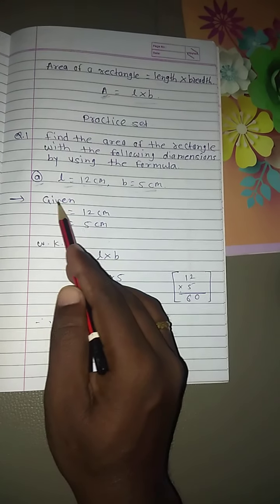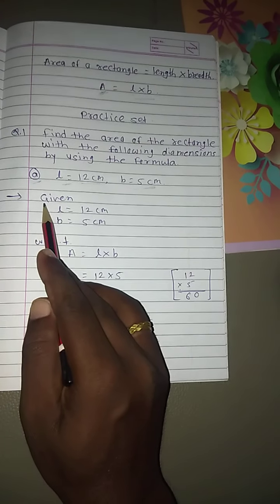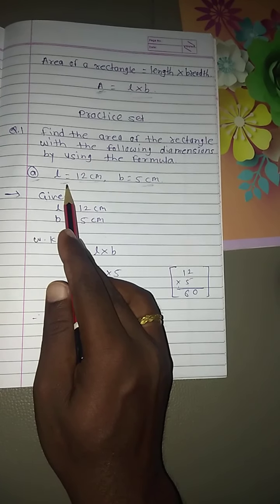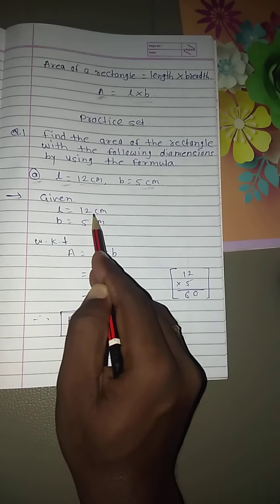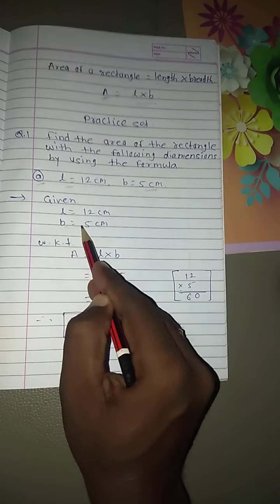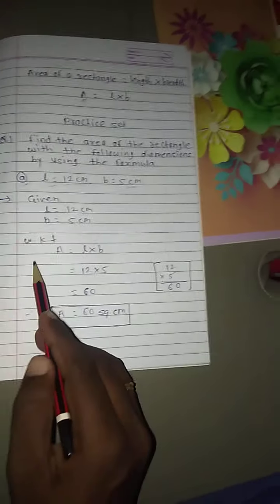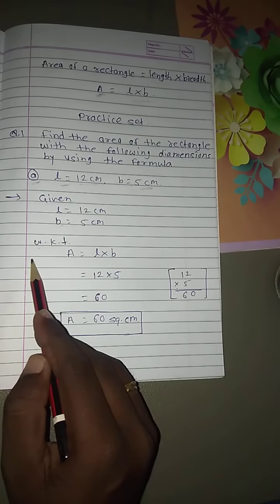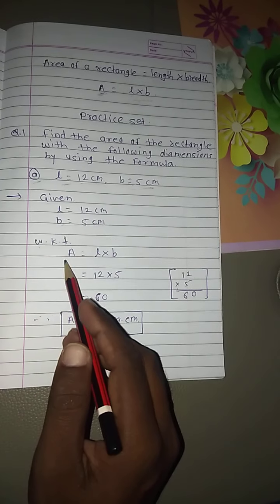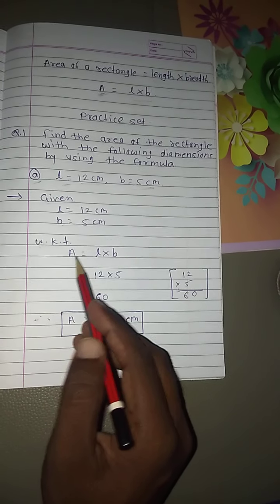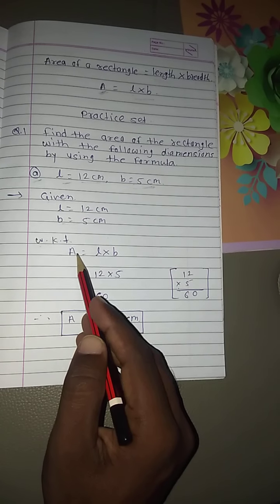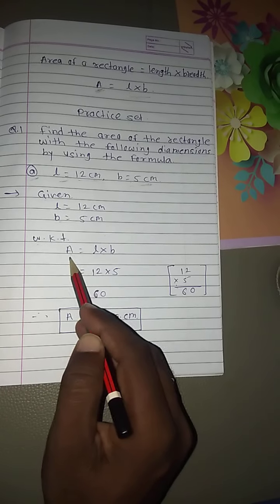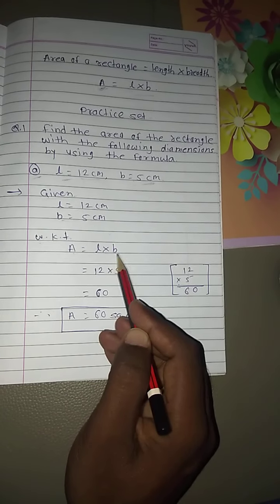Now we have to write the solution. Given: L stands for length, L is equal to 12 centimeter, and B means breadth is equal to 5 centimeter. We know that, WKT means we know that, we already discussed the area of a rectangle, and it is denoted by A. A is equal to L into B. Area of a rectangle is equal to length into breadth.